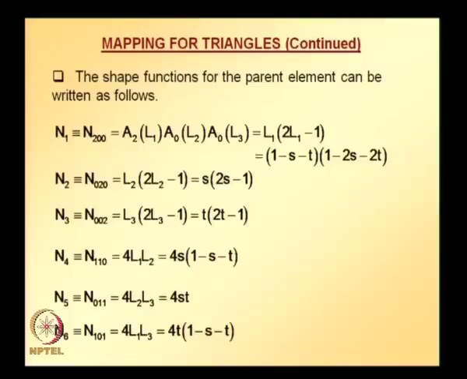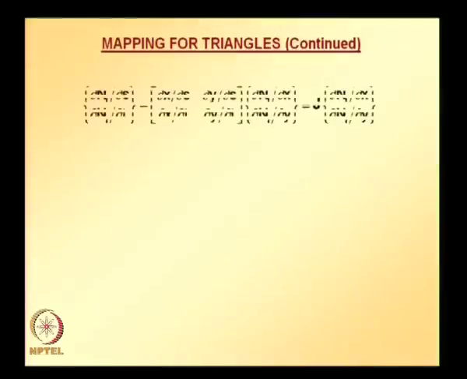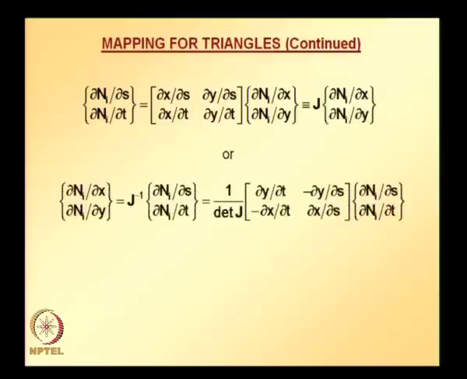So, once we have these shape function expressions, we can write the isoparametric mapping, and also we can find the derivative of shape functions to finally calculate the Jacobian and determinant of Jacobian using these relations. We will see applications of these equations in the next class, again to check the validity of mapping for triangular elements.